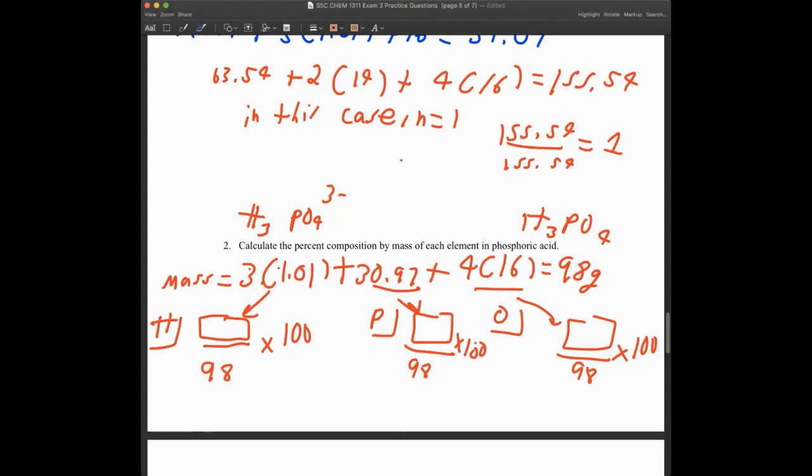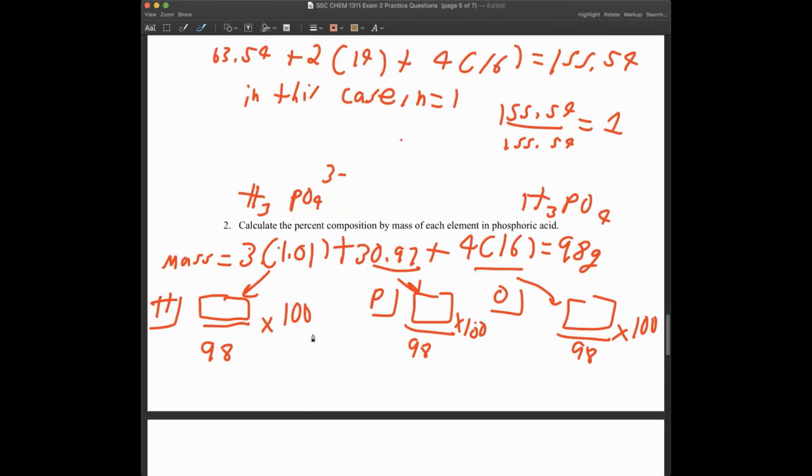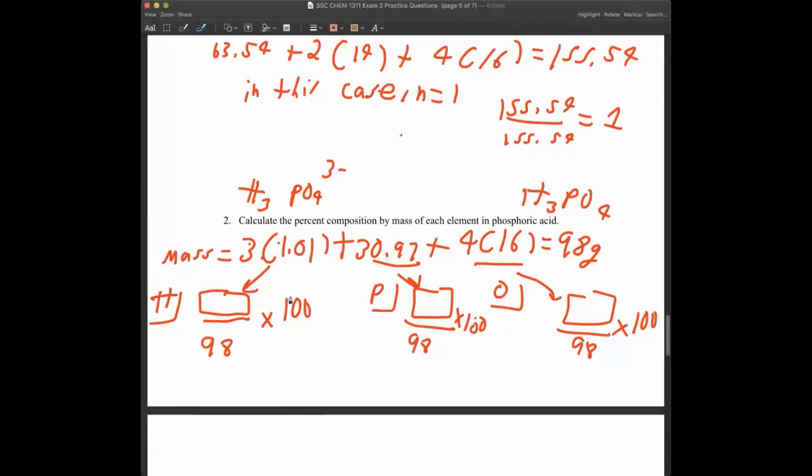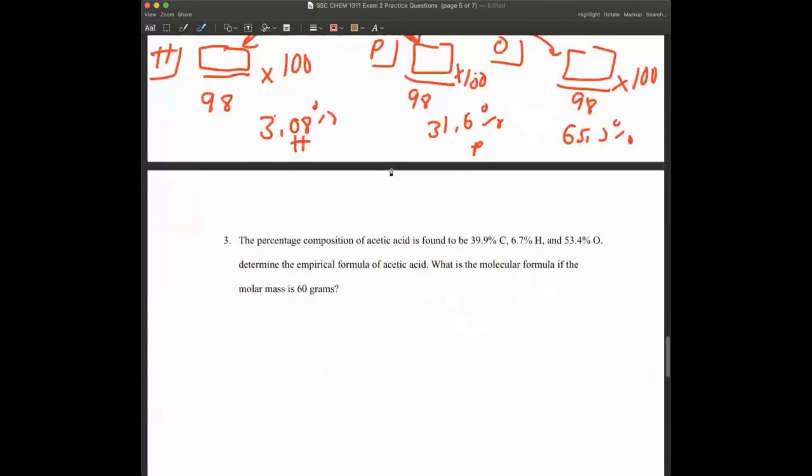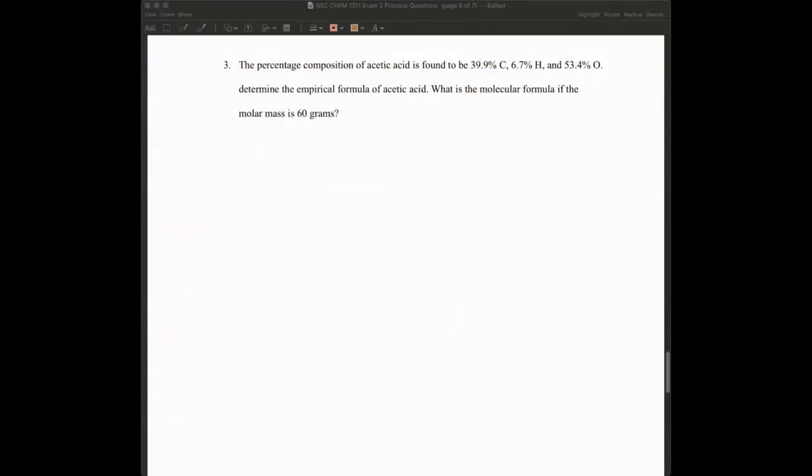With that being said, for the sake of time, I'll give you the answers, but I highly recommend going back and doing this on your own for the practice. For H, we get 3.08%. For P we get 31.6%. And for O, we get 65.3%. Okay. Anyone have any questions on that? Cool. If not, then let's move on to this problem.